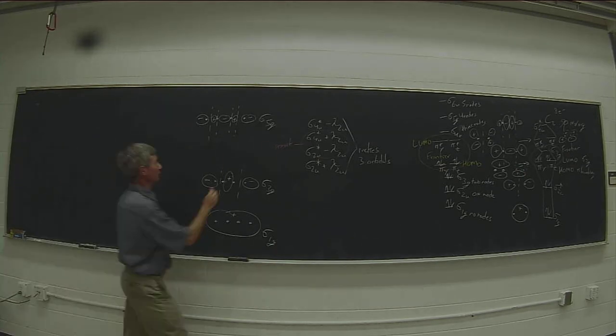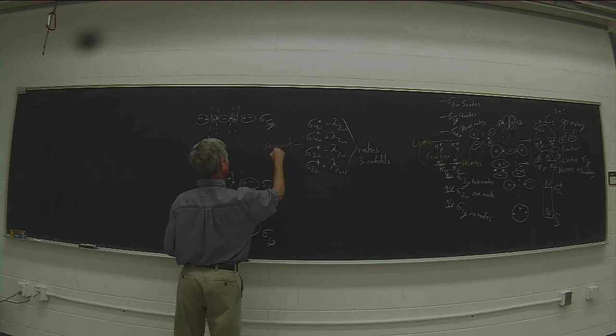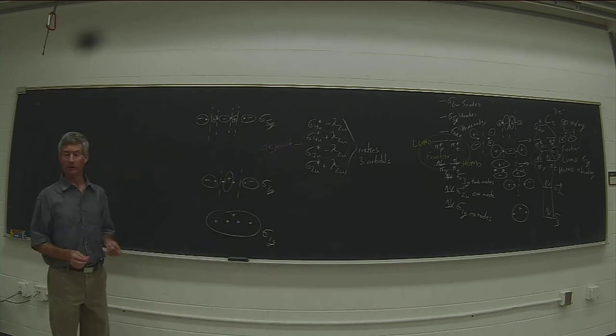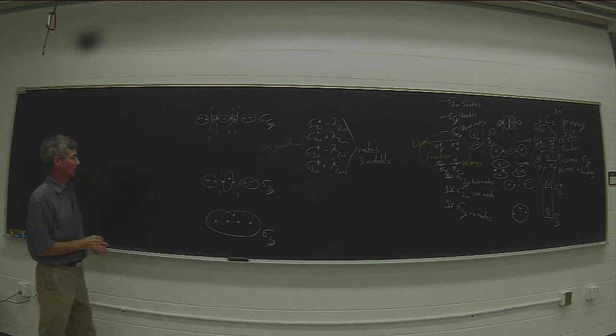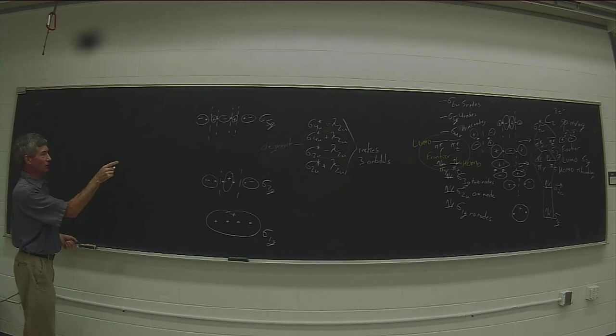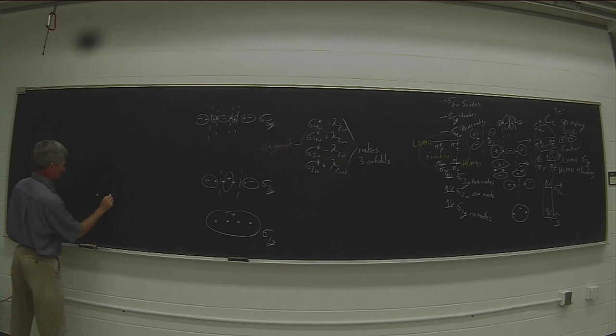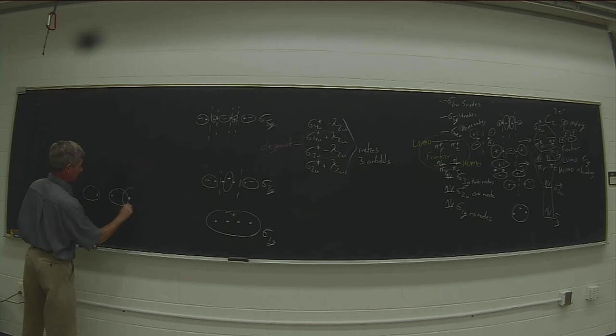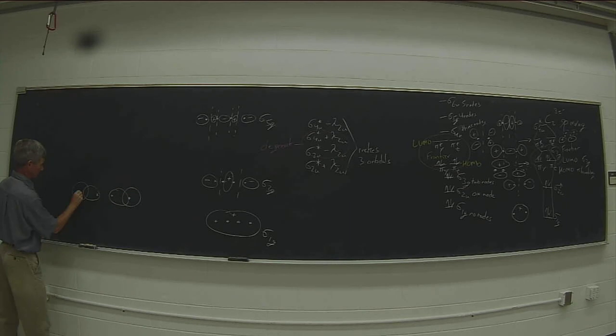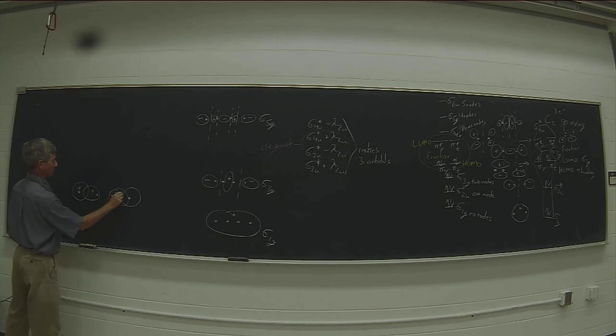Now what we need to do is look at the combinations of the anti-bonding orbitals. So we want to do sigma 2u star plus lambda 2u. Sigma 2u star looks like this, and lambda 2u like that. There's a node for sigma 2u star.